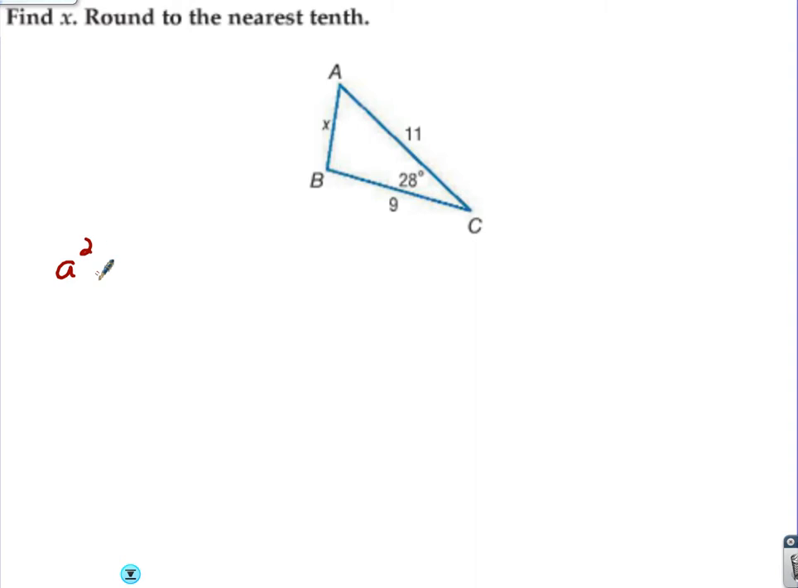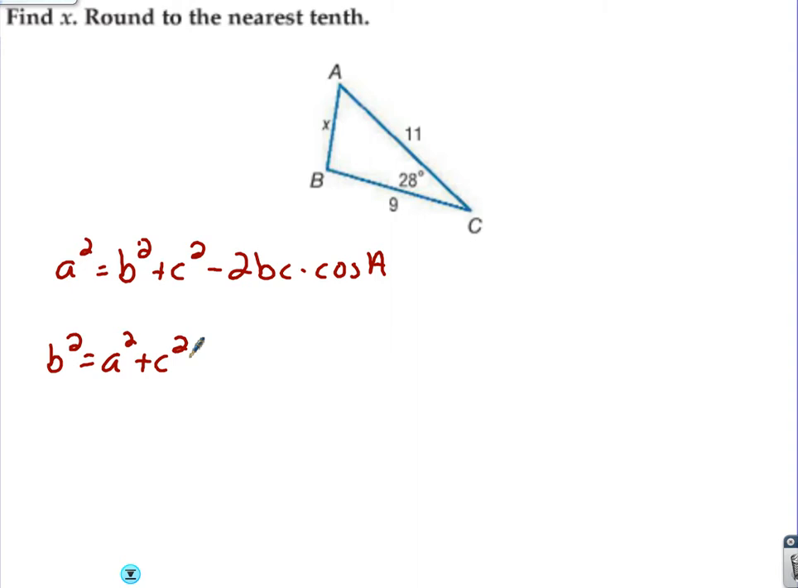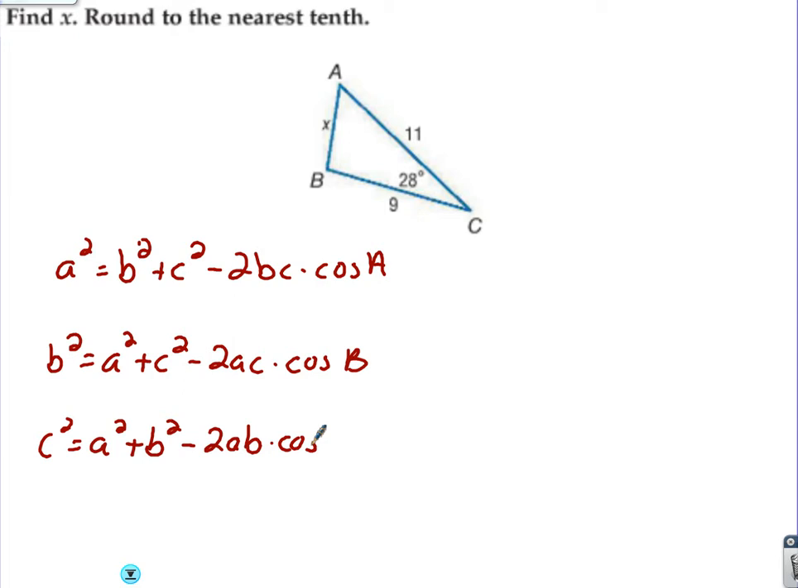You have a squared equals b squared plus c squared minus 2bc times the cosine of a. You have b squared equals a squared plus c squared minus 2ac times the cosine of b. Or you have c squared equals a squared plus b squared minus 2ab times the cosine of c.